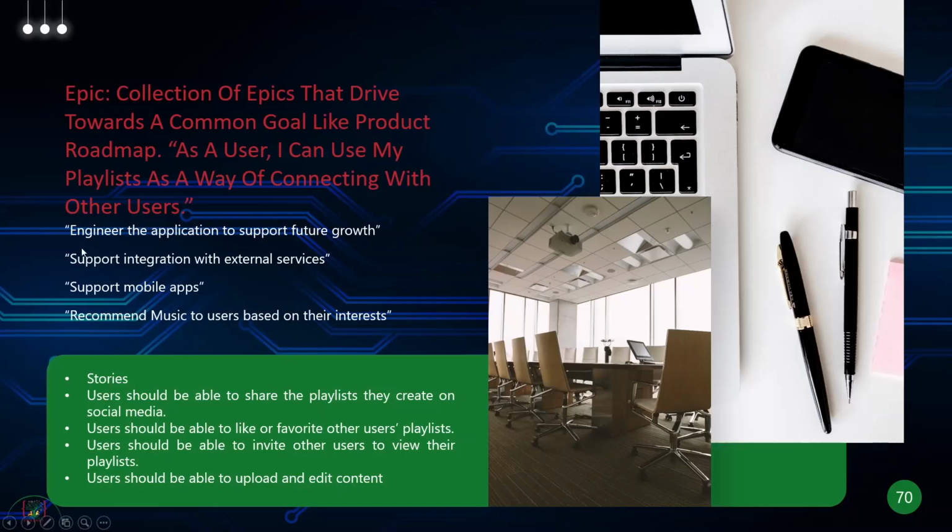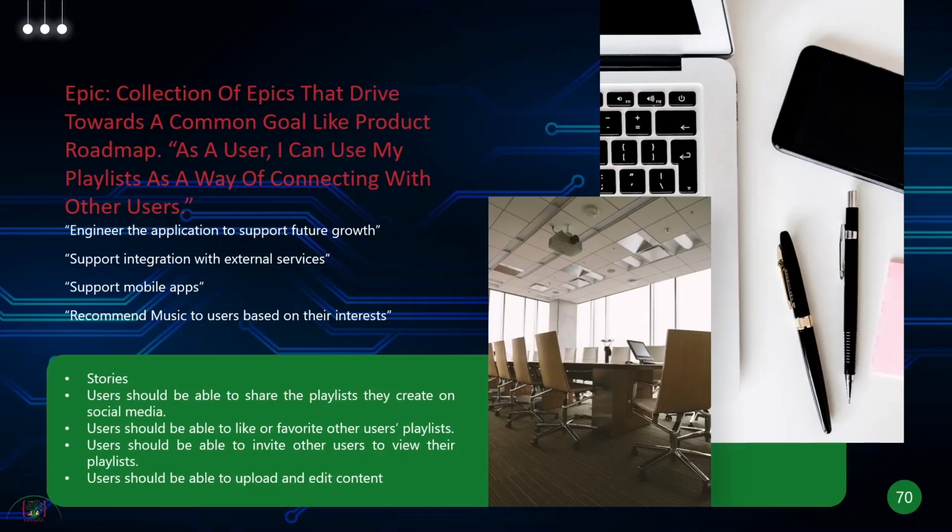So these could be epics. Engineer the application to support future growth. Again, it's vague, but it's less vague compared to the initiative. Support integration with external services, support mobile applications, recommend music to users based on their interest. Now, coming to stories, you can drill down, decompose the epic further, and you get a story, and then a user story could be like, you should be able to share the playlist which they are creating on social media.